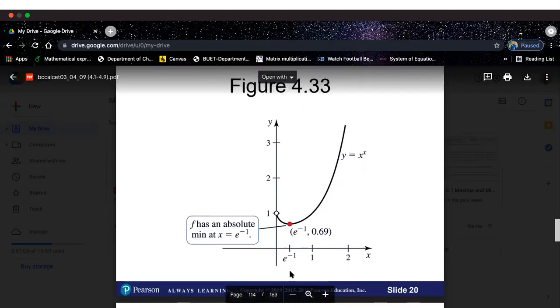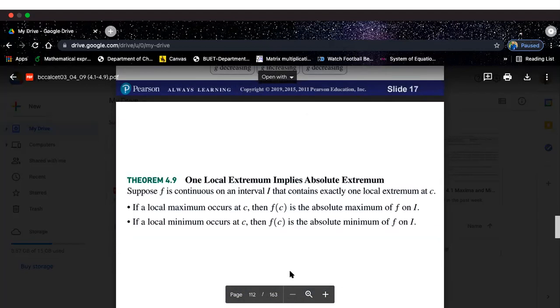Just try to understand it. Try to understand what's going on. Why does the statement say that if we have only one local extreme point, that should be the absolute extreme point? Can you imagine? Take your time, okay? Don't really memorize it. Try to understand why that is.